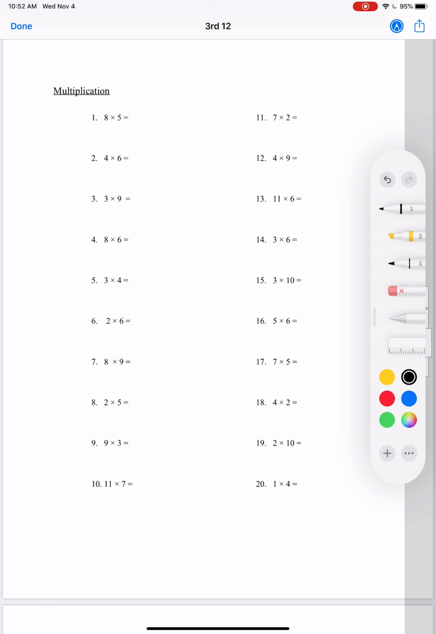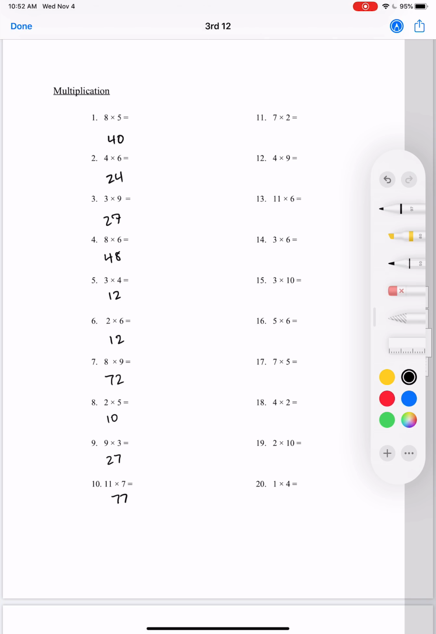Okay, multiplication. I hope you have your multiplication memorized. Anyway, I'll just solve a few of these problems and you can check your answers. So 5 times 8 is 40. 6 times 4 is 24. 9 times 3 is 27. 6 times 8 is 48. 3 times 4 is 12. 6 times 2 is also 12. 9 times 8 is 72. 5 times 2 is 10. 9 times 3 is 27.